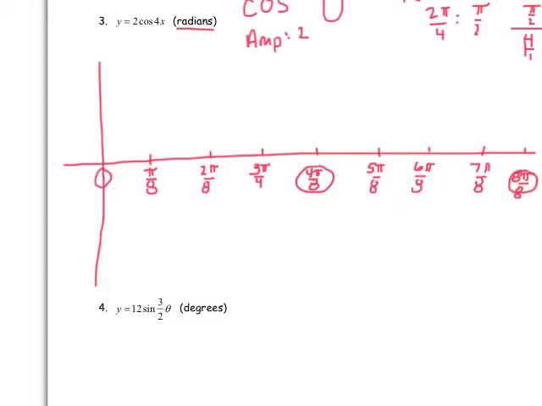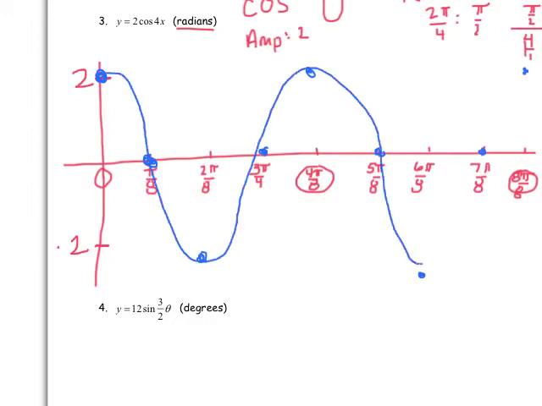Okay, our amplitude is 2, so I'm going to go as high as 2 and as low as -2. And since this is cosine, I started up, then I go middle, down, middle, up, middle, down, middle, up. And that's our cosine graph. Let me just make that a little bit better. That's not that much better.